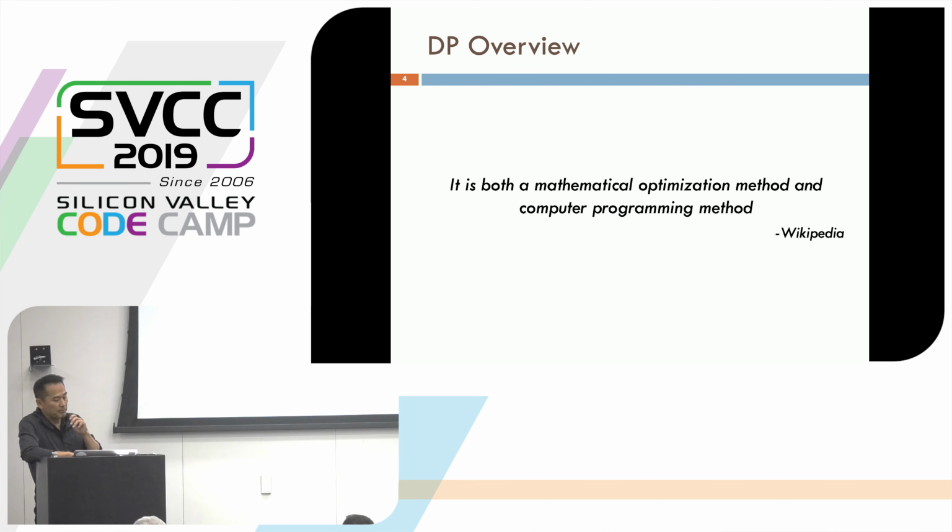It's both a mathematical optimization method and a computer programming method. The more I learn about this, the more this becomes true. There's a mathematical aspect to solving this kind of problem, and you've got to be comfortable with that. If you don't like math, you're going to have a hard time with DP problems. And then once you come up with that mathematical formula, you have to translate that to code. That's the second aspect of this. It's a computer programming method.